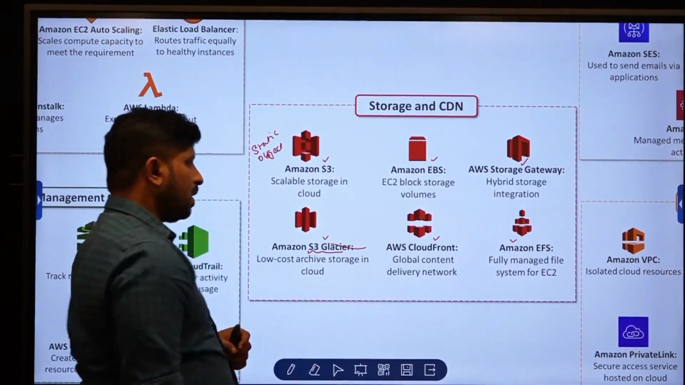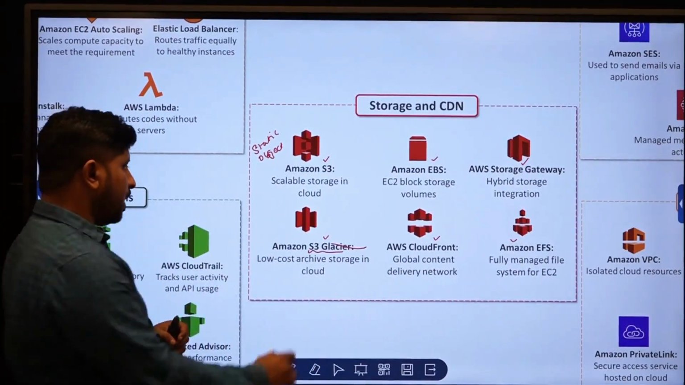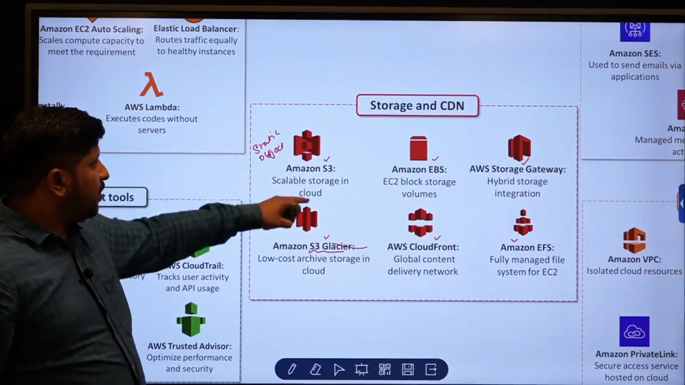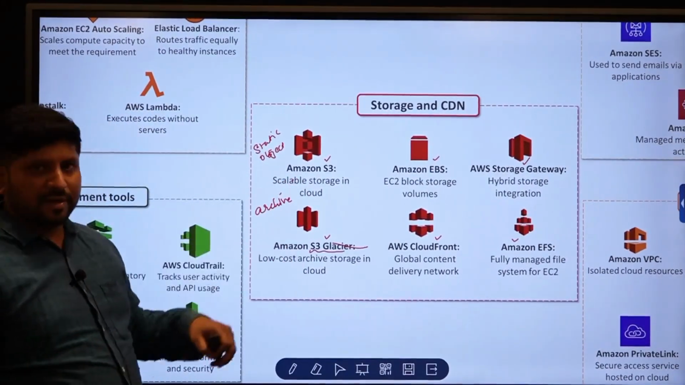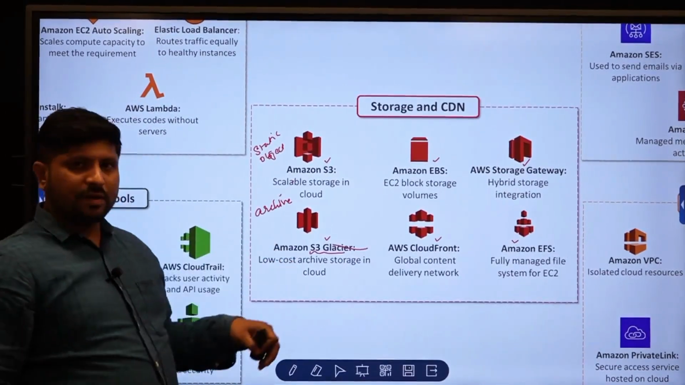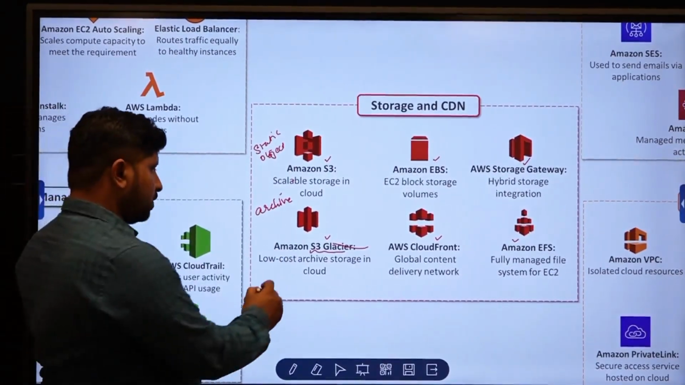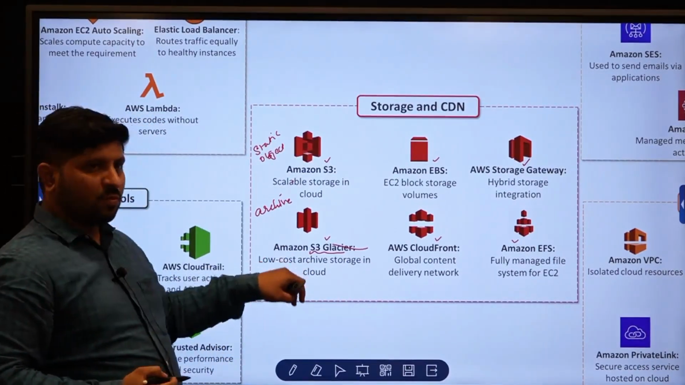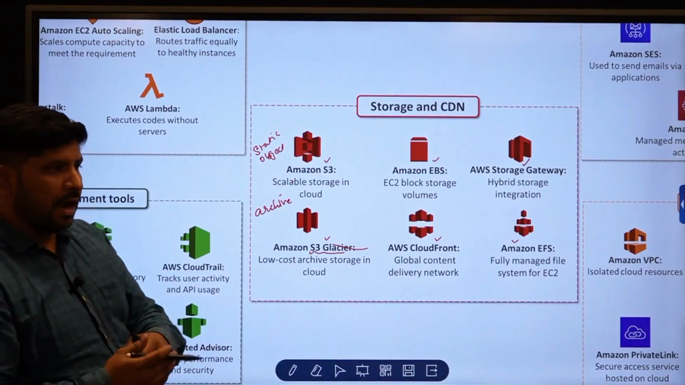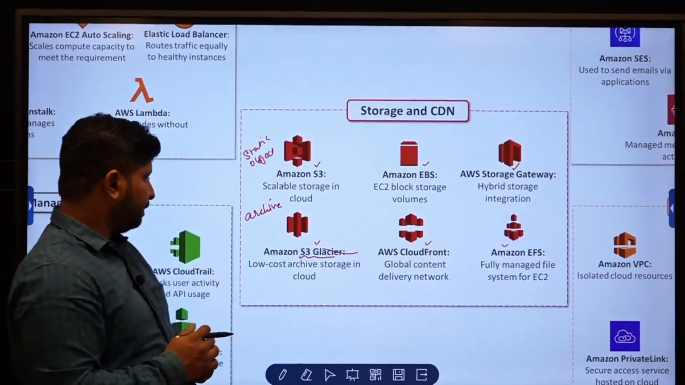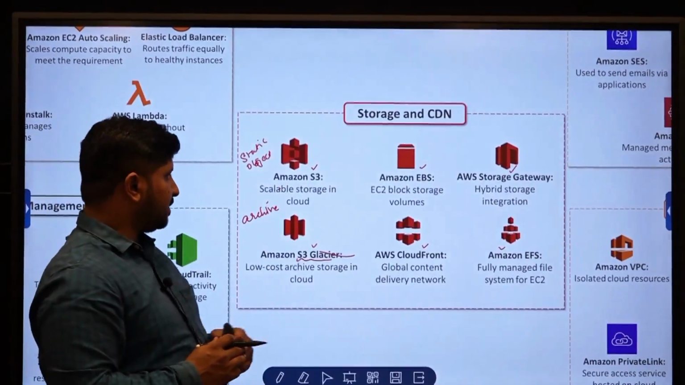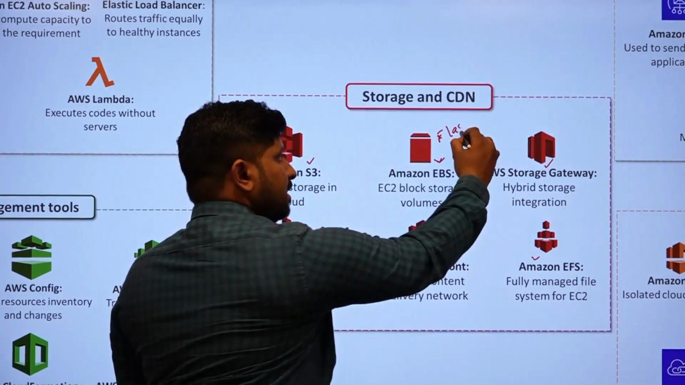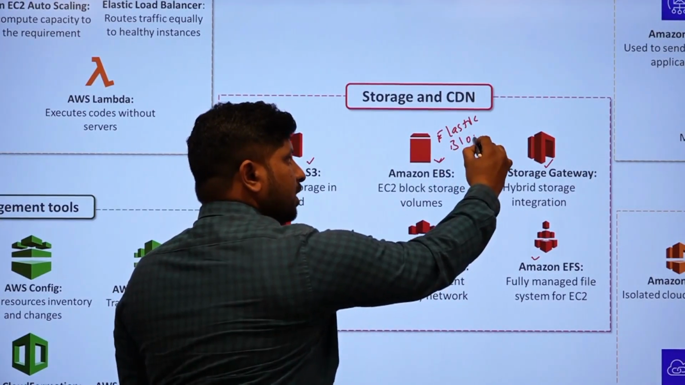S3 Glacier, which is also an object store, but it provides archiving of the data. And when we compare S3 and S3 Glacier, S3 Glacier is low cost, they charge less, but at the same time it takes more time to retrieve the data or to store the data, as it is being charged less. Elastic Block Storage, EBS stands for Elastic Block Storage.